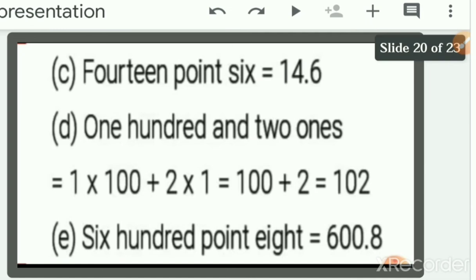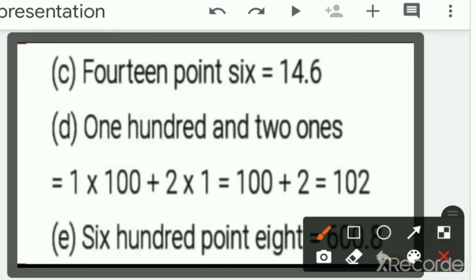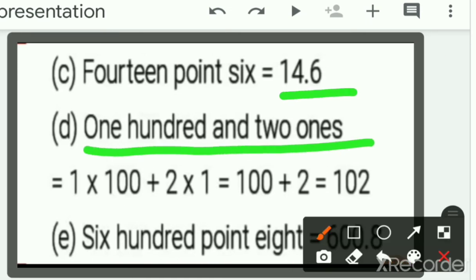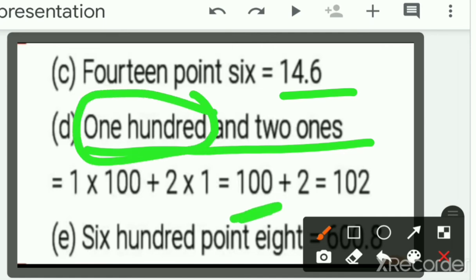Now we have 14.6. It is very easy. Directly we can write 14.6. Now we have 102 ones. It means in hundreds place how many are there? 100 is there. And in ones place how many are there? 2 ones are there. So we will add 100 plus 2 ones. 2 ones means in ones place 2 are there. So plus 2 we will get 102.